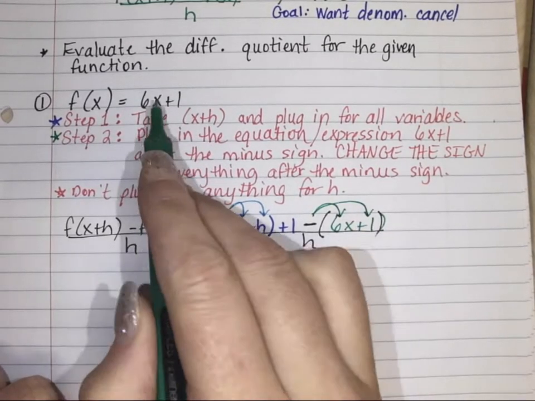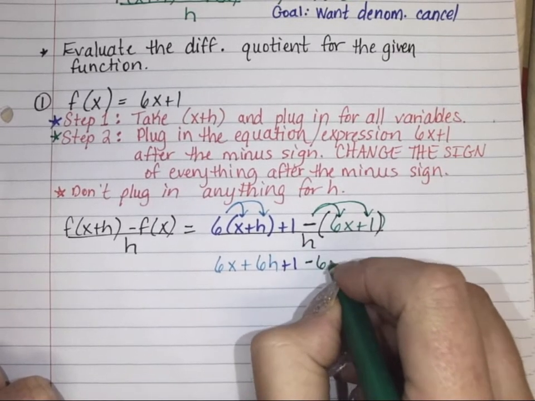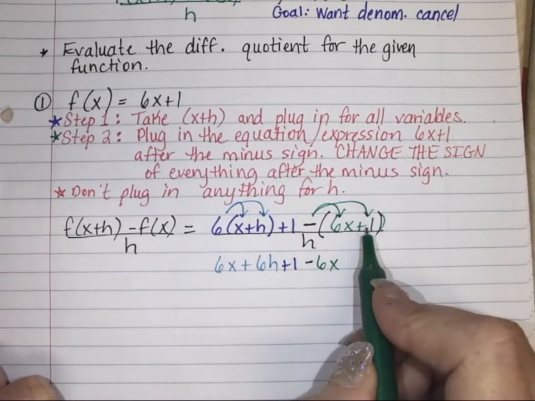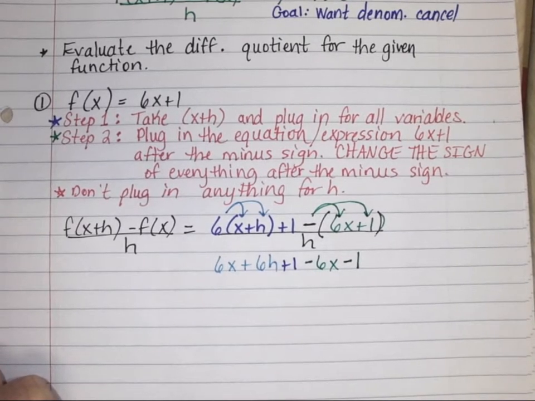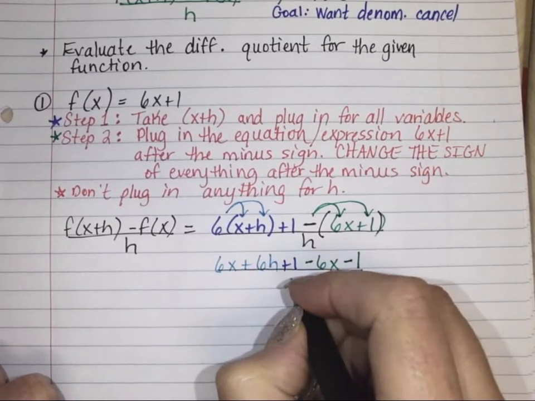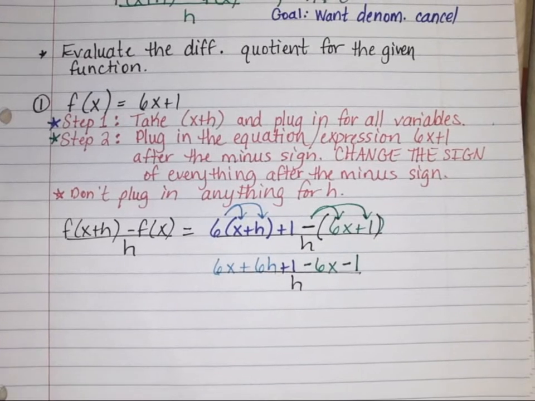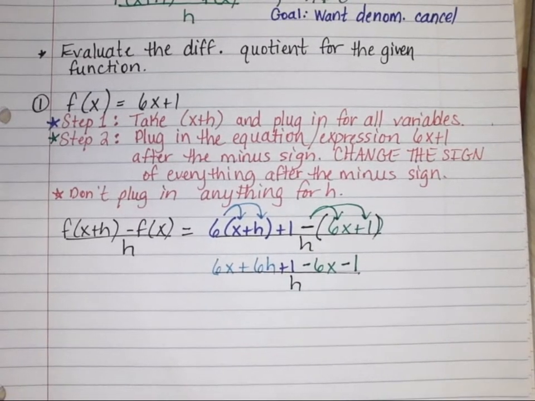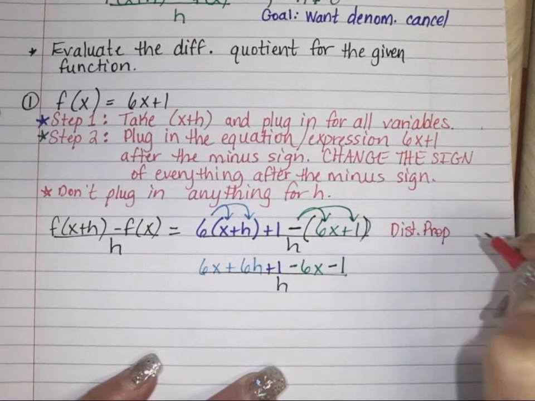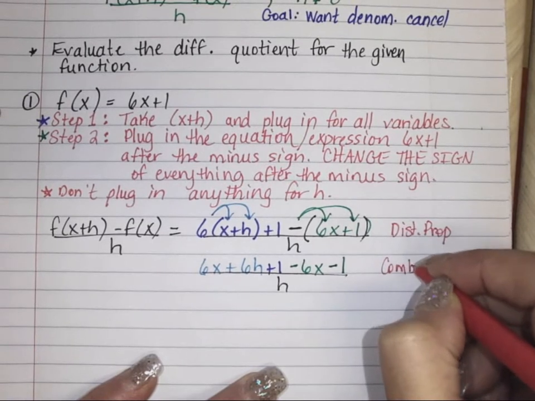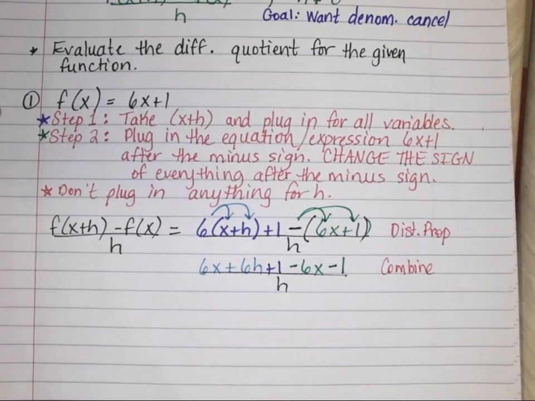Distribute this minus sign to both of those, or in other words, just remember to change the sign of everything. So 6x now becomes negative or minus 6x. Positive 1 now becomes minus 1. And of course that's all over h. Now combine like terms. So we did the distributive property here, and then we're going to combine like terms.